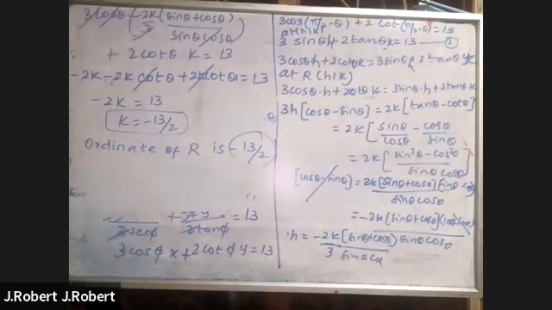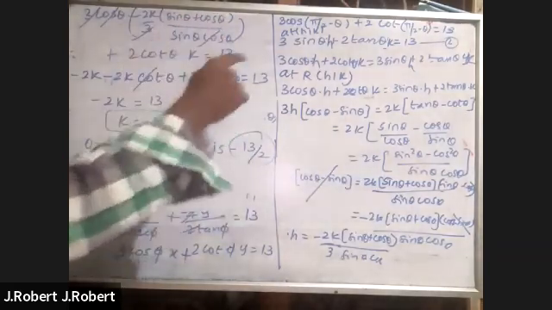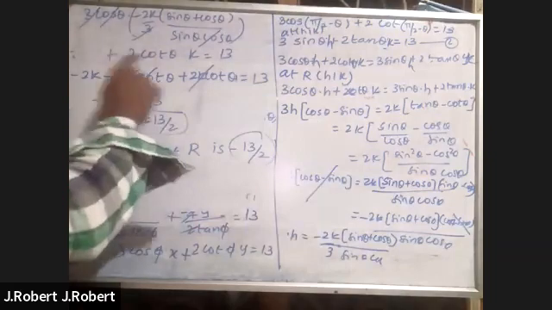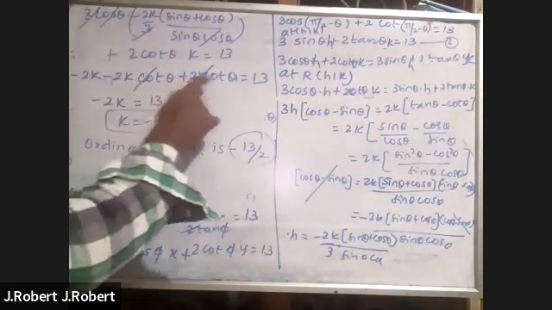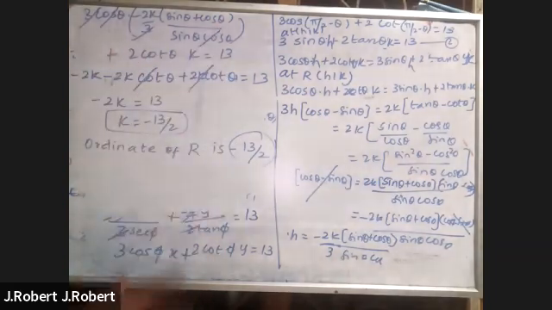Substituting into the very first equation, we get 3 cos theta times h, minus 2k by 3, times (sin theta plus cos theta) by sin theta cos theta, plus 2 cot theta k. Simplifying, minus 2k cot theta plus 2k cot theta, both get cancelled. We get minus 2k equals 13. From this, we get k is equal to minus 13. Please take note. That is the ordinate of R.